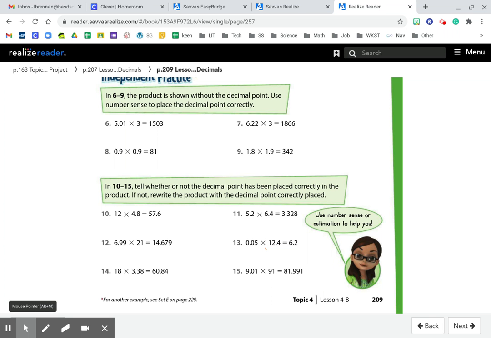Remember that some of the benchmarks, so 0.5 is a half, 0.3 is a third. That can help you sometimes when you're doing some estimating. And you're going to rewrite the decimal in the right place if it's in the wrong place in the problem. So good luck, and you can always check your work on a calculator.